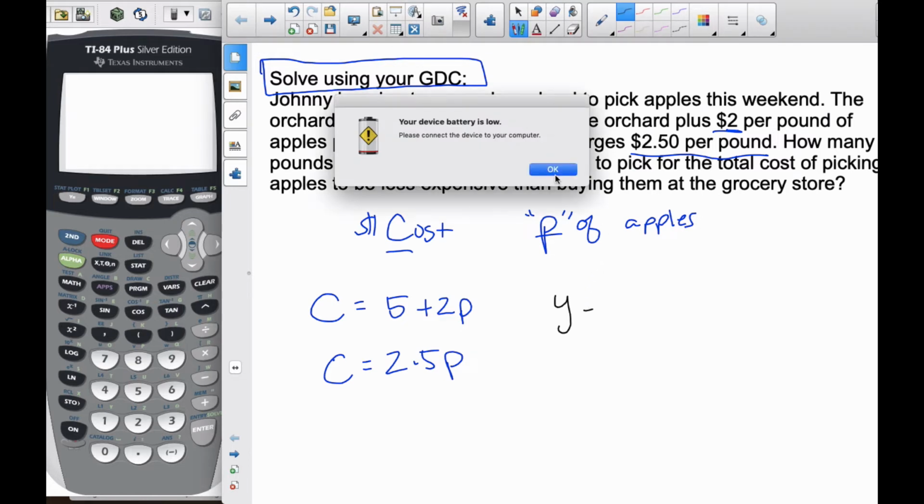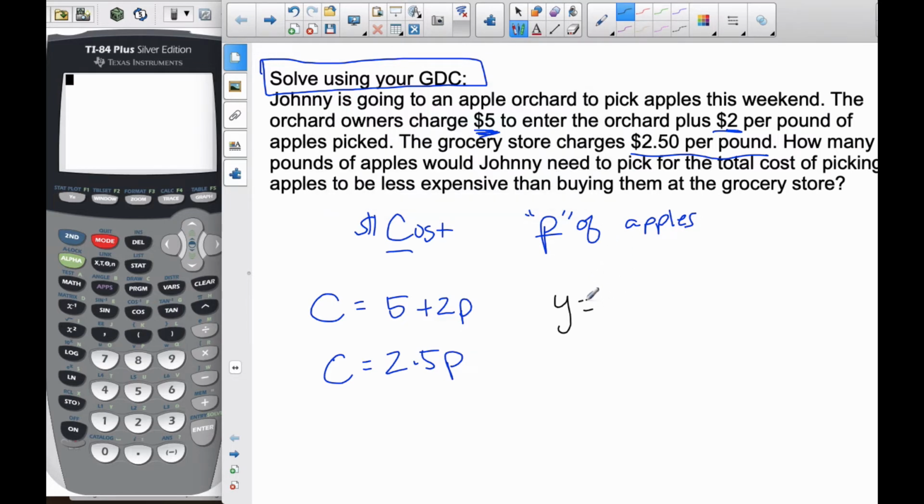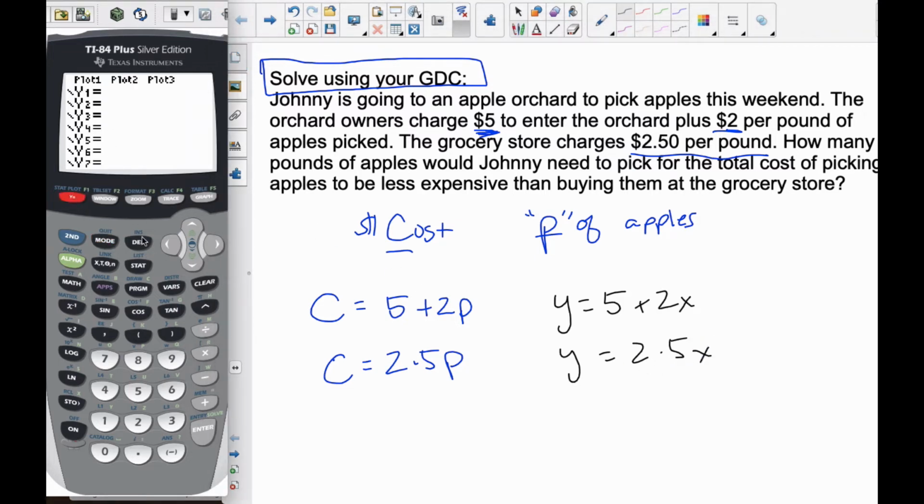So in our calculator, we're going to pretend that this is really y. Y is equal to 5 plus 2x, and y is equal to 2.5x. And we know that's what we have. So I just type 5 plus 2x, enter that, and y is equal to 2.5x, enter that. Then I'm going to zoom to my standard window number 6. There's the first line, there's the second line. Ooh. What's wrong with this window?